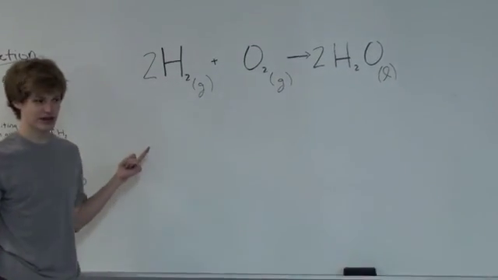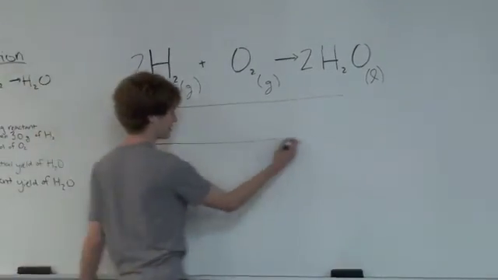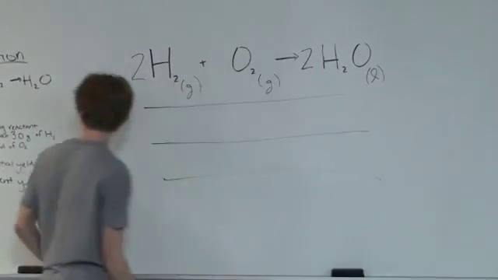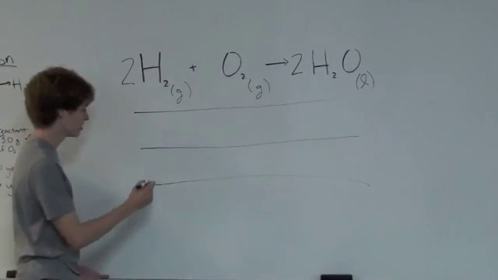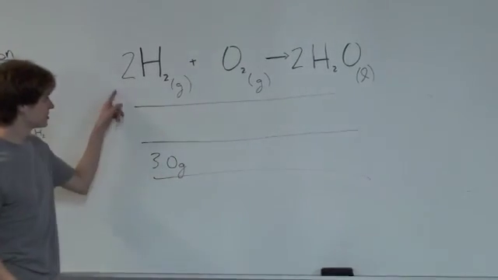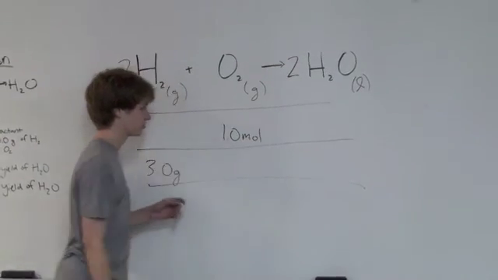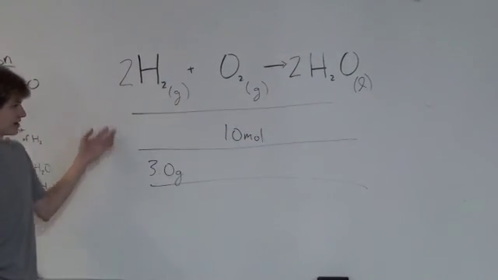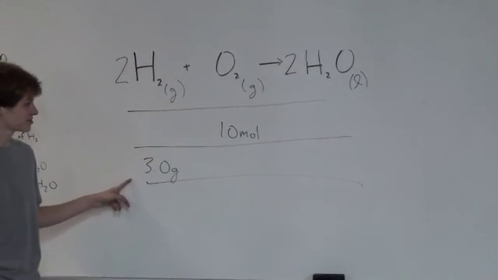Now we're going to draw 3 lines, because this is a stoichiometry equation. We've been given 3 grams of H2 and 1 mole of O2. The top line is going to be the reaction. The middle line is moles, and the bottom line is grams.